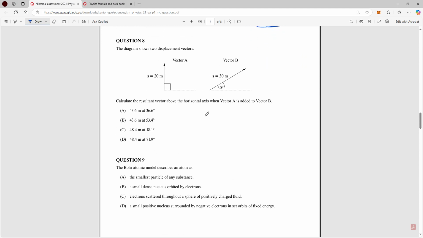Alright, question 8. Now this one was actually a bit tricky to do, mainly because you do a lot of calculations, and if you're not as strong with the math here, you could get this one wrong, because all the numbers are very close. So here the diagram shows 2 displacement vectors. So notice displacement, not velocity, okay? Calculate the resultant vector above the horizontal axis when vector A is added to vector B. So basically we're adding these vectors together and we're just seeing what we're going to get.